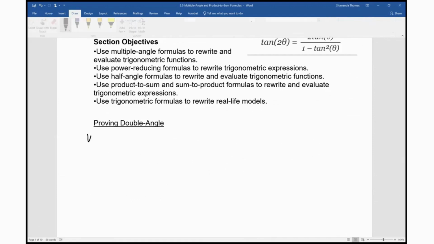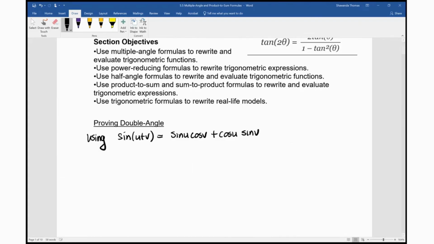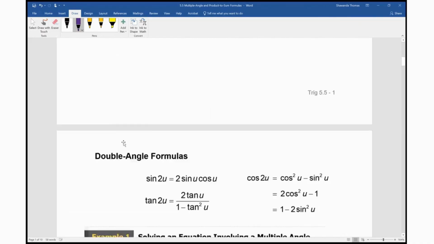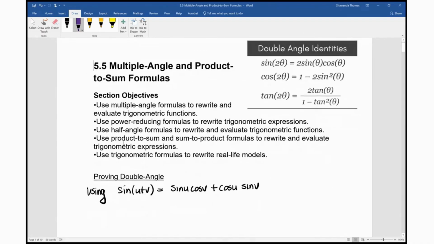So for example, using one of the formulas that we just used, sine of u plus v equals sine of u cosine v plus cosine u sine v. We're going to prove one of these double angle formulas. Notice that one of the double angle formulas, I put it on the first page so we can reference it, is also on the next page in some versions. But I wanted us to look at it at the same time.